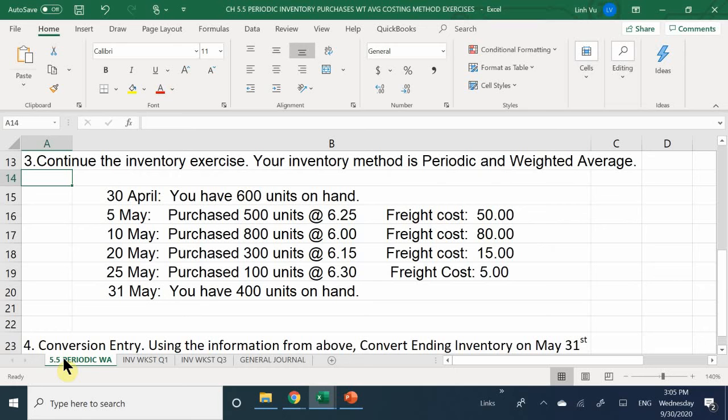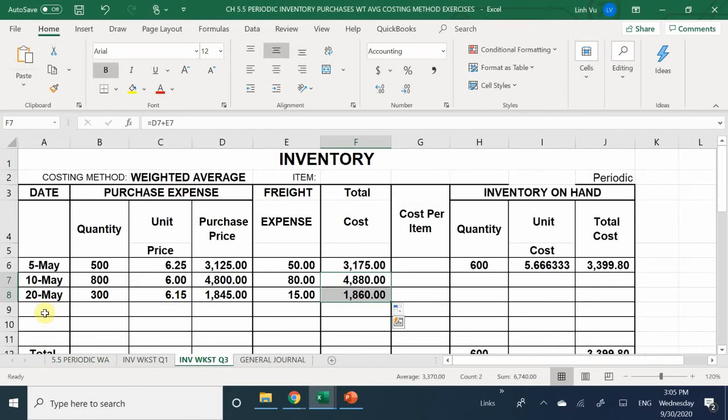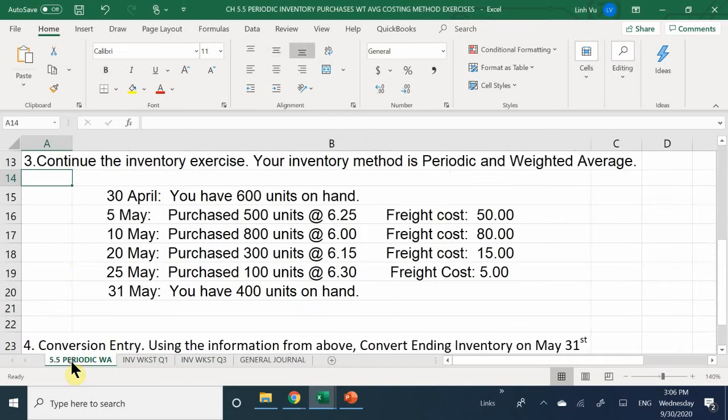What has happened on May 25th? On May 25th, we purchased 100 units at $6.30 each with a $5 freight cost. So how much is my total purchase price? $630, and my total cost is $635.